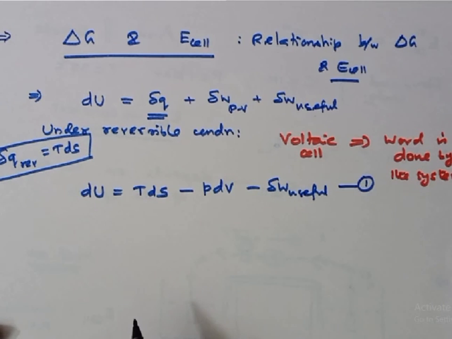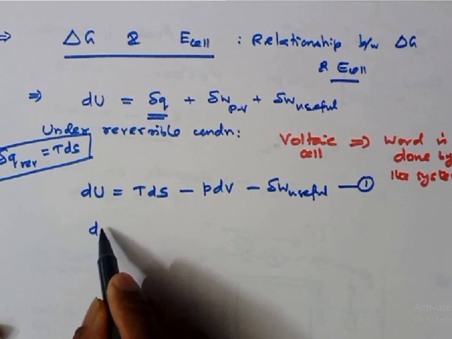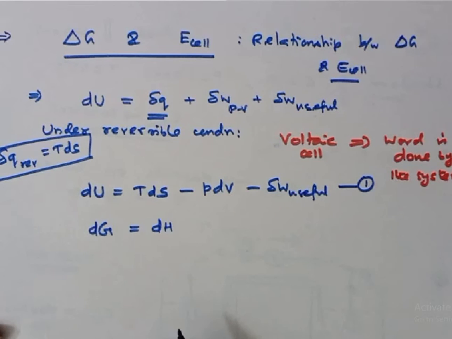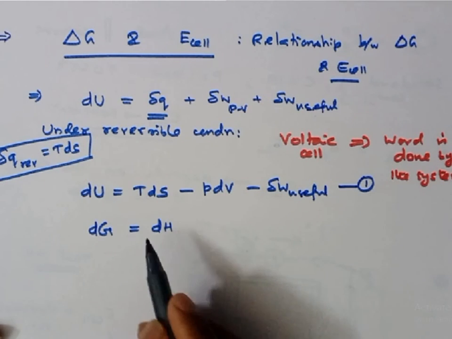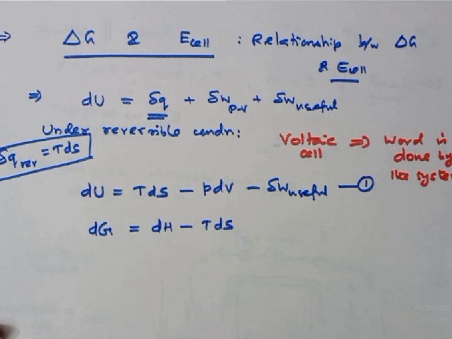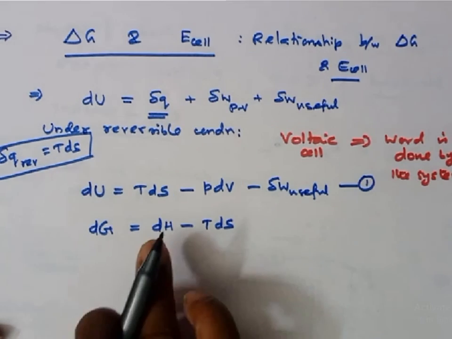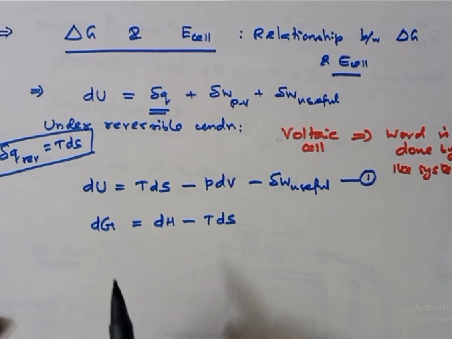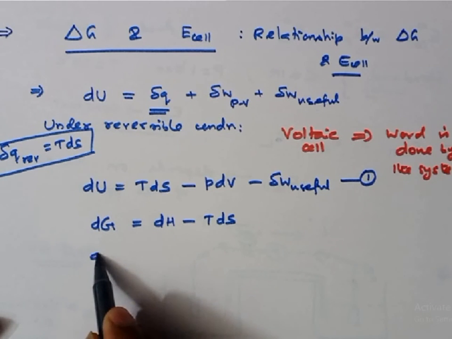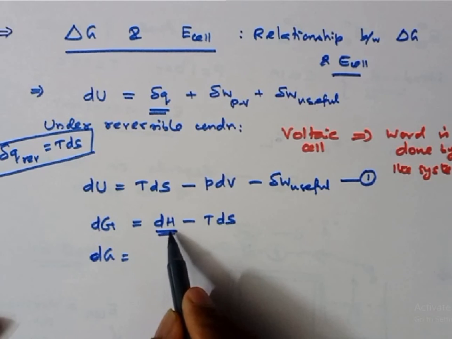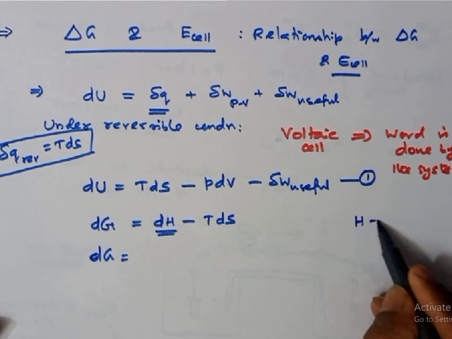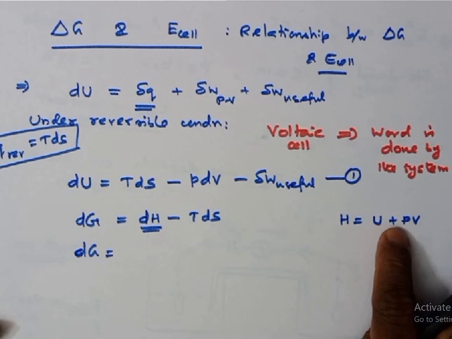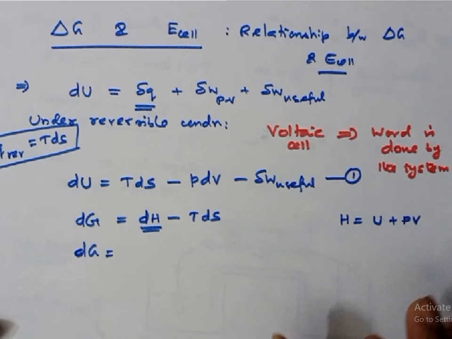Now, we know very well, students, change in free energy dG is equal to change in enthalpy dH minus T dS. This we know all. So for standard thermodynamic relation, we obtain this relation from second law. And dH means change in enthalpy. You know very well enthalpy H is equal to U plus PV, internal energy plus pressure into volume. These are all standard relations we know.